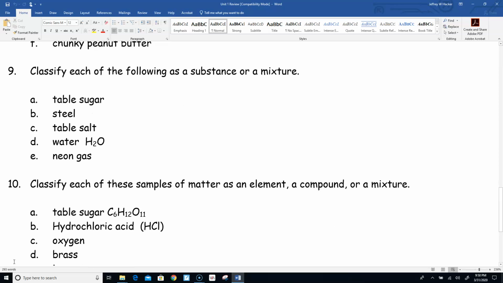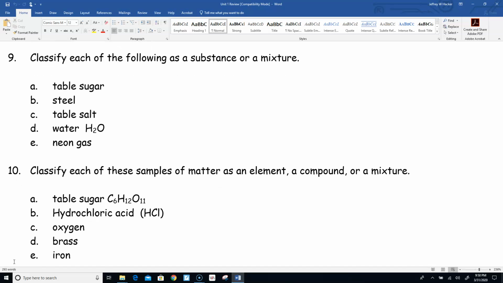Okay, for number 9, classify the following as either a pure substance or a mixture. Table sugar should be a pure substance because it has a formula. It's sucrose, C12H22O11, pure substance. Steel is a mixture. Let's see, table salt is a pure substance, sodium chloride, NaCl. Water, H2O, pure substance. Neon's an element, so that's a pure substance as well, Ne.